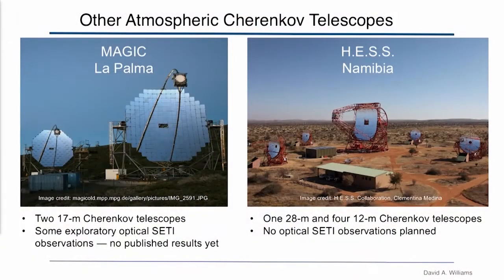There are two other major atmospheric Cherenkov telescope systems in the world. One of them is the MAGIC telescopes at La Palma in the Canary Islands, and the other is the HESS array in Namibia. The MAGIC array consists of two 17-meter aperture Cherenkov telescopes. The MAGIC collaboration has done some exploratory SETI observations, but they haven't published any results yet. The HESS collaboration doesn't feel that their data acquisition and trigger system are very sensitive to optical SETI sorts of signals, and they have no plans to do optical SETI observations at this time.